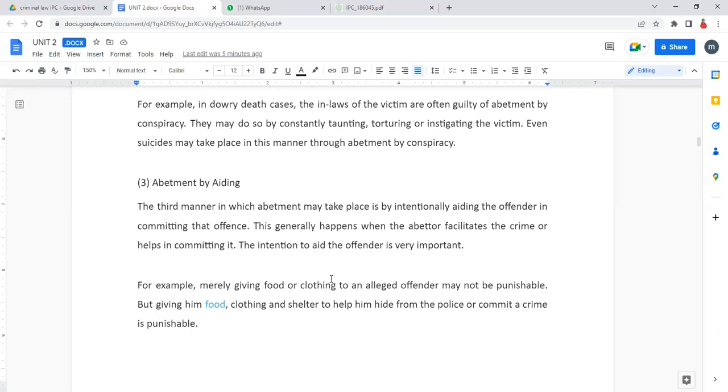For example, merely giving food or clothing to an alleged offender may not be punishable, but giving him food, clothing and shelter to help him hide from police or commit a crime is punishable. This is something we discussed in the principle of second degree also. If someone, knowing that this person has committed a crime, even after that helps him escape from police or legal consequences, the other one would be liable under the principle of second degree, because he knowingly tried to help this person escape the punishment or the liability.